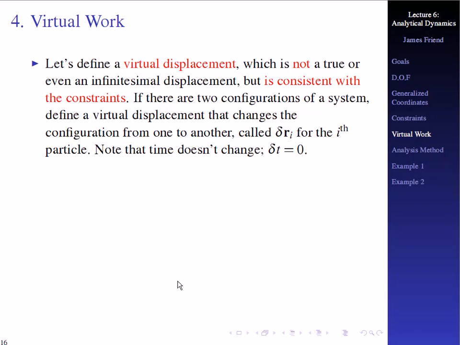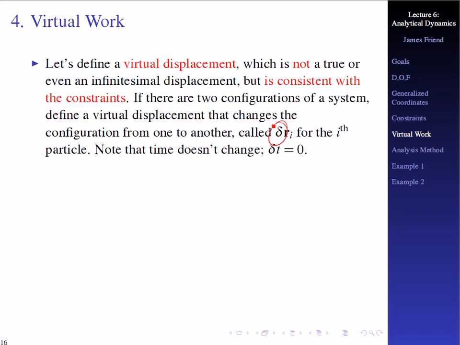So if you have a system that is consistent with the constraints, then we'll say that we'll have a virtual displacement. All right. So if there are two configurations of a particular system, we'll define a virtual displacement that changes the configuration from one to another, called delta. Now this is delta, all right? Delta r sub i for the ith particle.